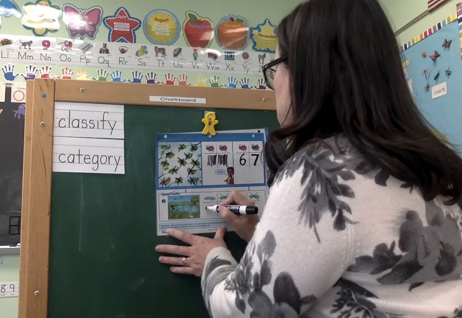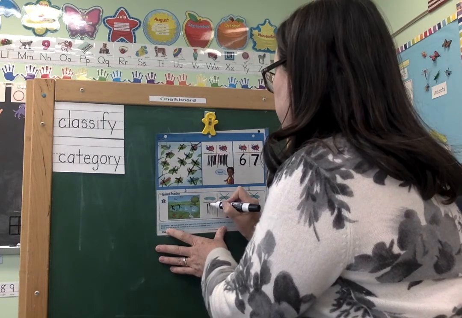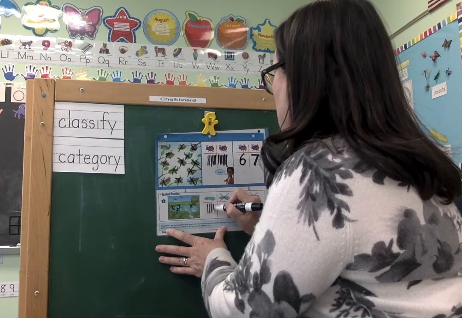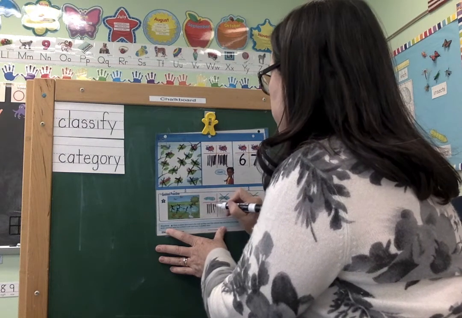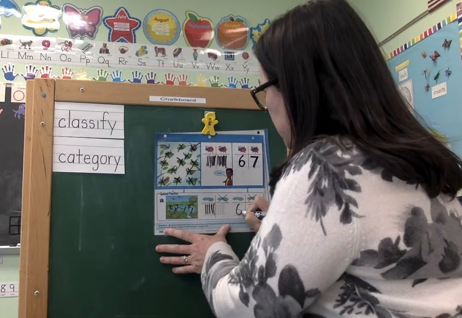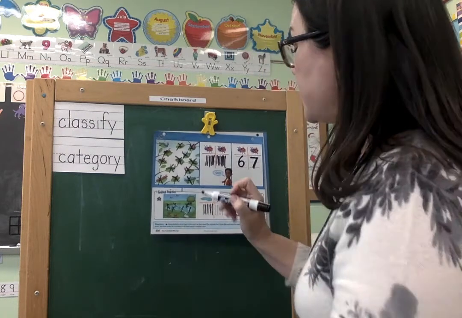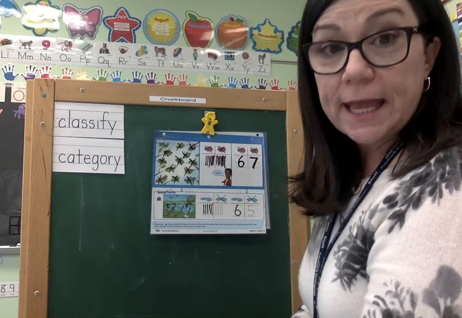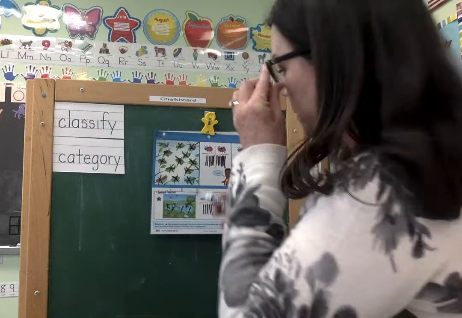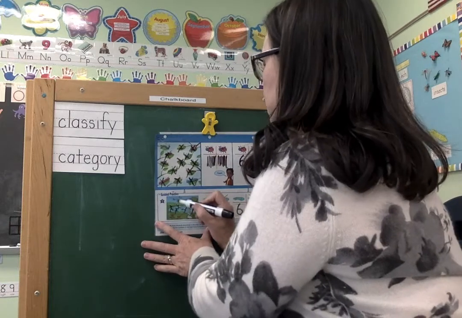So 1, 2, 3, 4, 5, 6. Come over here and we're going to write number 6. We're going to trace the 6. All right, now we're going to go back and count and X out the birds that are not in the water. So let's start with the sky and go across to the ground.